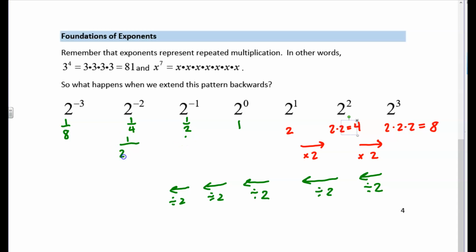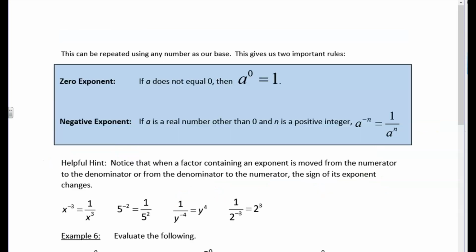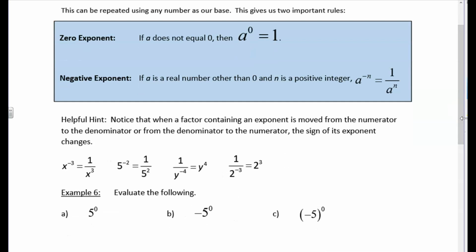When we're thinking about repeated multiplication, though, this is like 1 divided by 2 times 2, and this guy is 1 divided by 2 times 2 times 2. So that's our foundation for negative exponents and 0 exponents. So this means that as long as my base does not equal 0, a to the 0 is always 1, and that if I have a negative exponent, a to the negative n is always equal to 1 over a to the n.